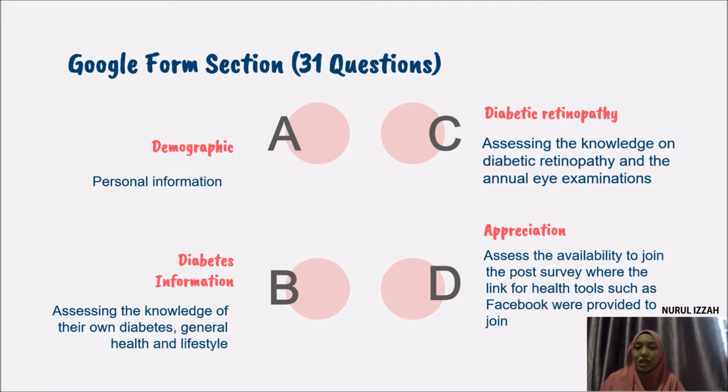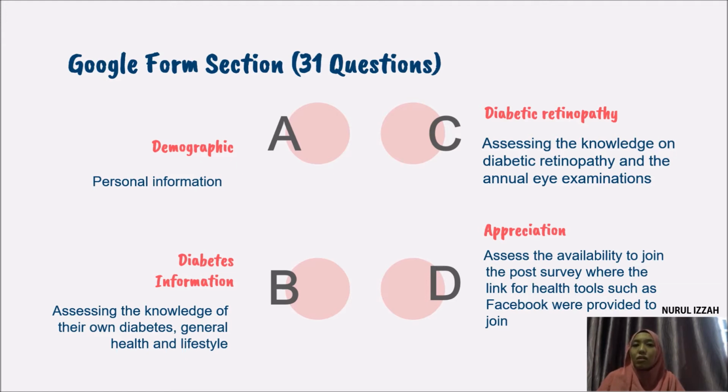For the second section, we're assessing the knowledge of their own diabetes, which indirectly also asks about their general health other than diabetes, and also their lifestyle, which is question 11 to question 17. The third section assesses their knowledge or awareness of diabetic retinopathy, which includes the causes, signs and symptoms, treatment, prevention, risk factors, and the annual eye examination, which is question 18 to question 30.